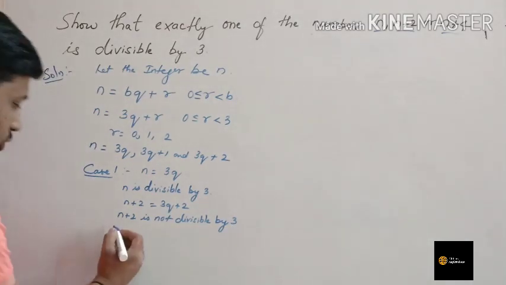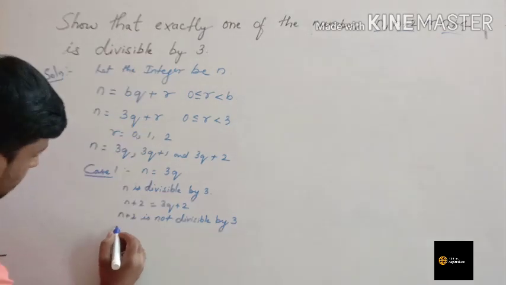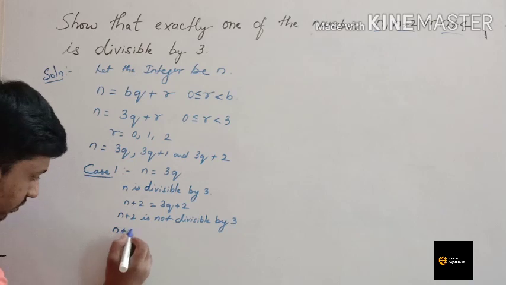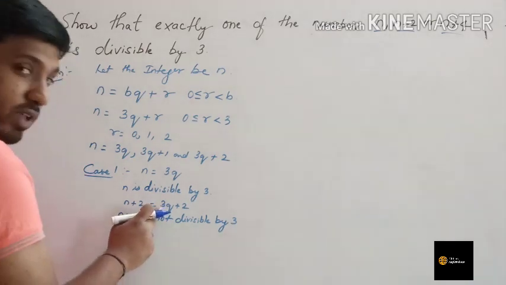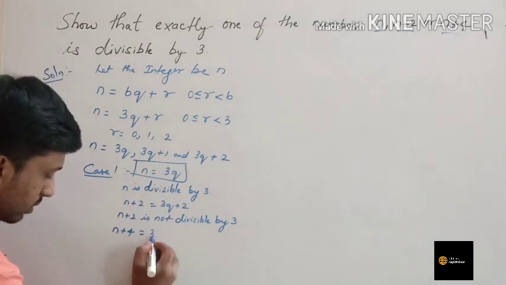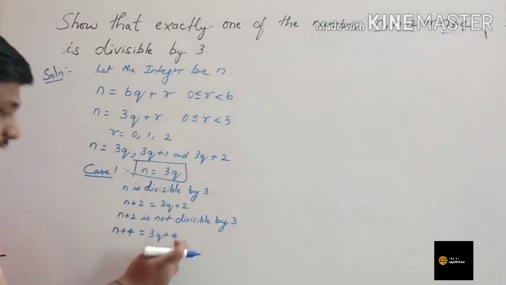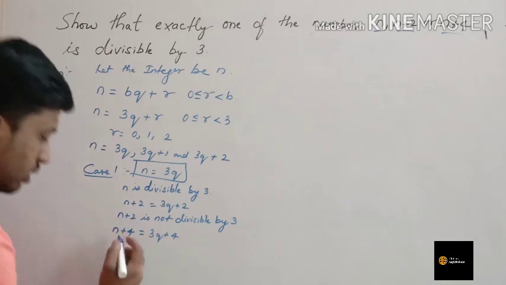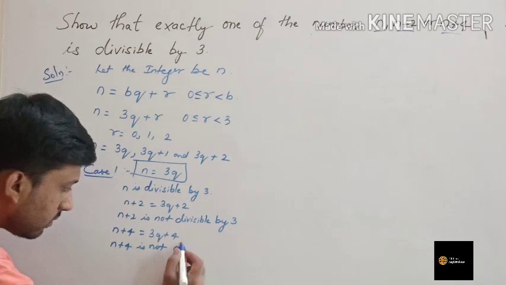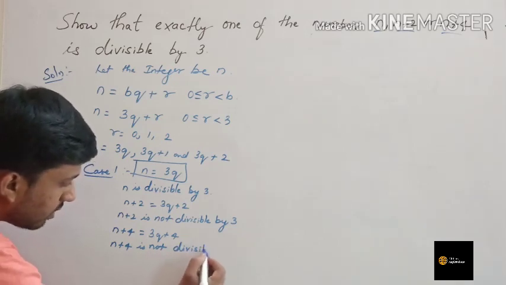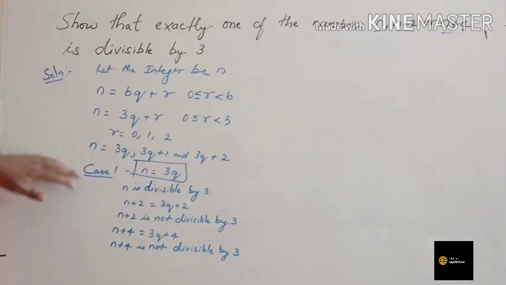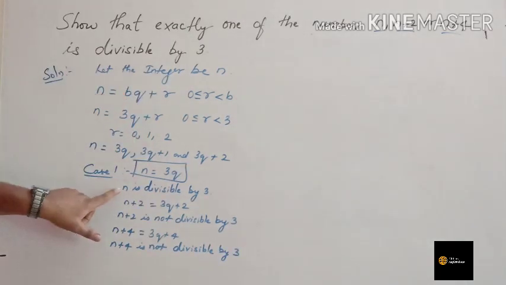Okay, the same thing we are going to consider n plus 4. n plus 4 is equal to, in the place of n I am going to substitute again 3q because this is the case we have taken. So 3q plus 4. Again if you see there is some 4 as a remainder. So again n plus 4 is not divisible by 3.